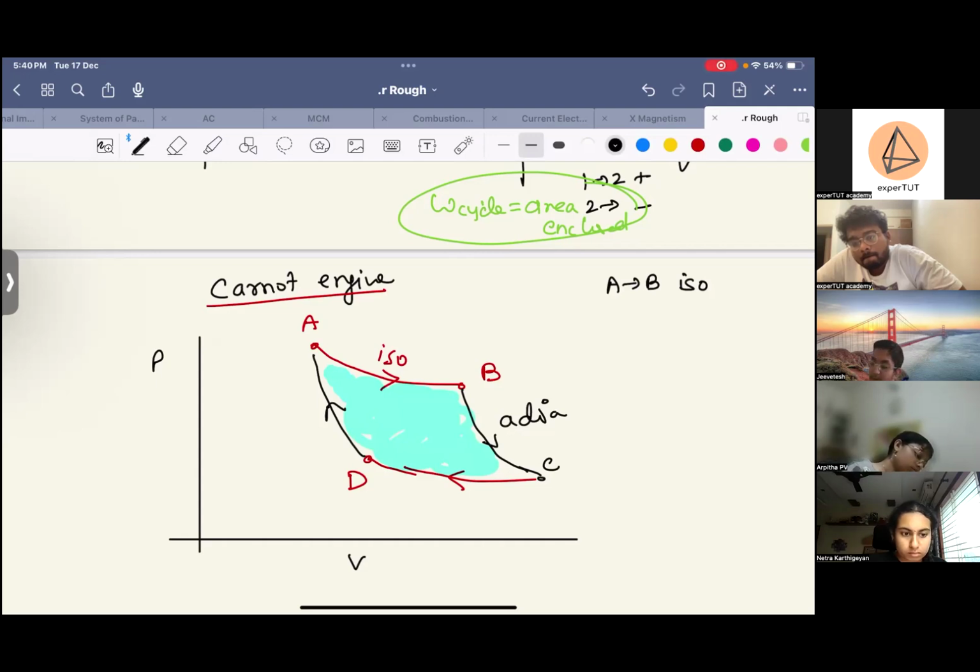Sir, in isothermal, temperature is constant, so delta T is 0. And therefore PV will be constant. Out of Q, U and W, what is zero? U will be 0. Therefore Q is equal to W.